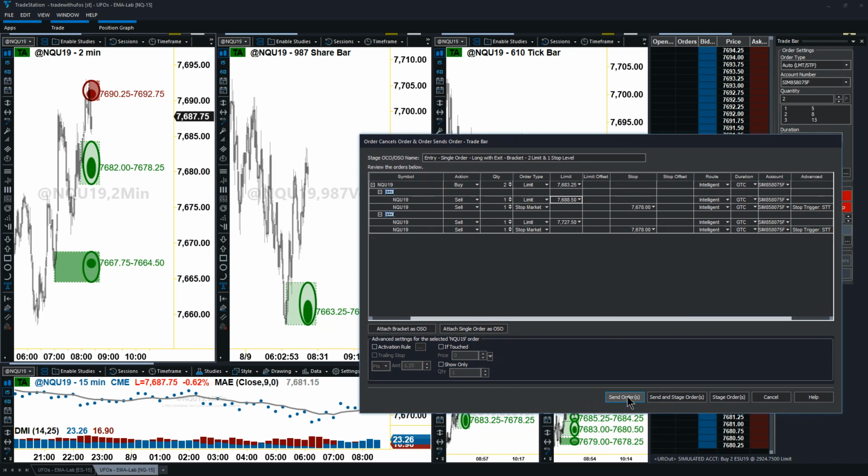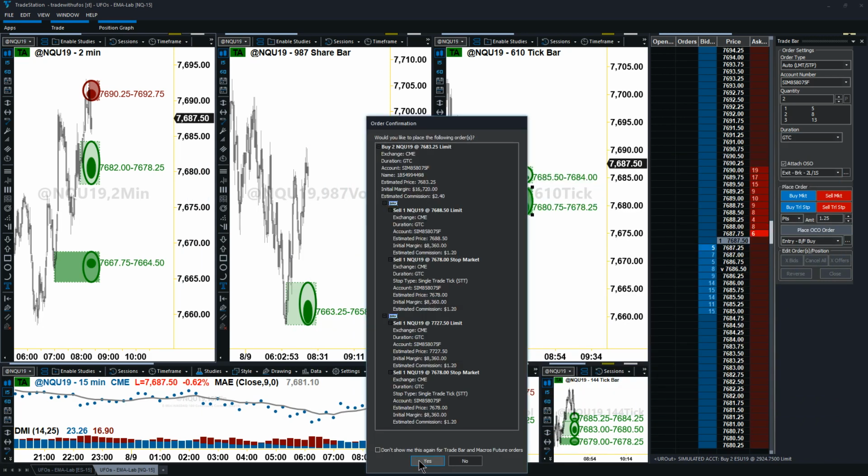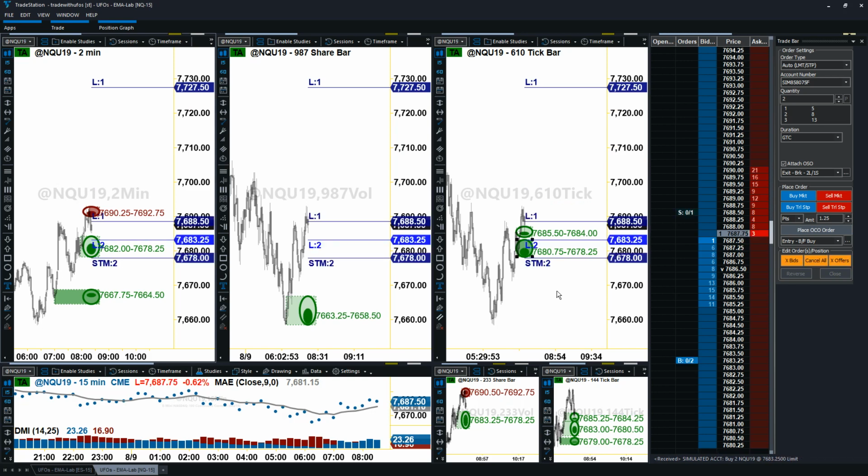Okay, so I'm going to place the order. The NASDAQ seems to be falling, so we may get a fill. We're just not too far away from the entry. Okay, 87.5 is the current price. The entry is 83.25, so not too far away from the entry. And if it gets there, we will get filled.